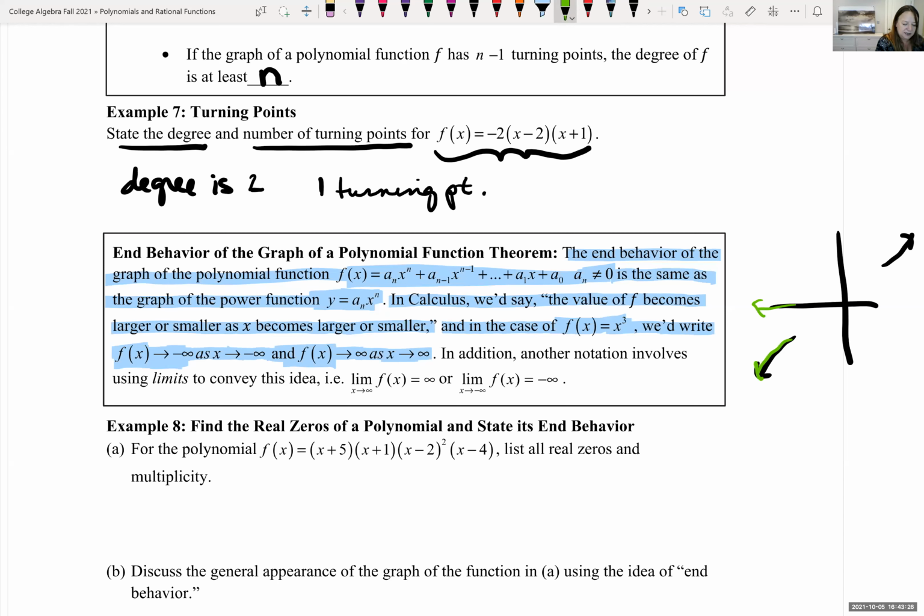In addition, another notation involves using limits to convey this idea, and that's how I expressed it with you guys. The limit as x arrow infinity of f of x equals infinity, or the limit as x arrow negative infinity of f of x equals negative infinity. So find the real zeros of a polynomial and state the end behaviors for the polynomial. List the zeros and the multiplicity.